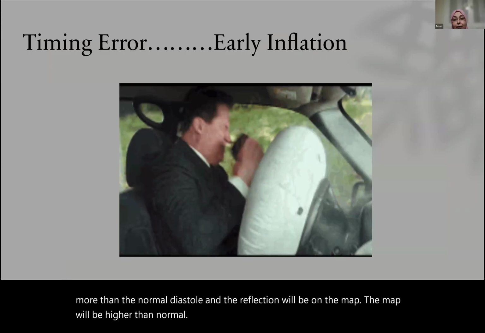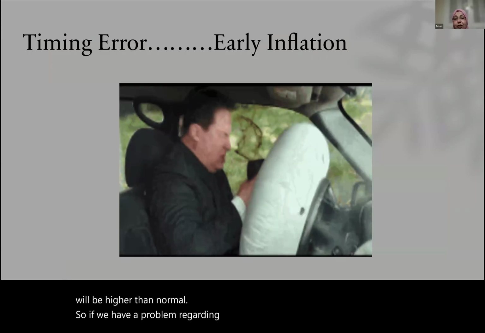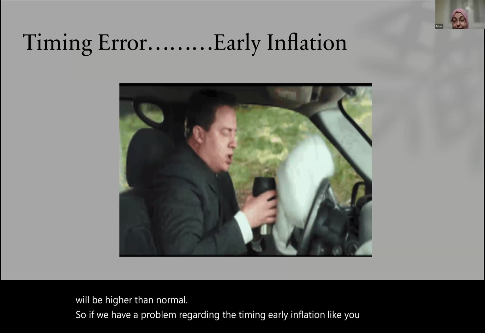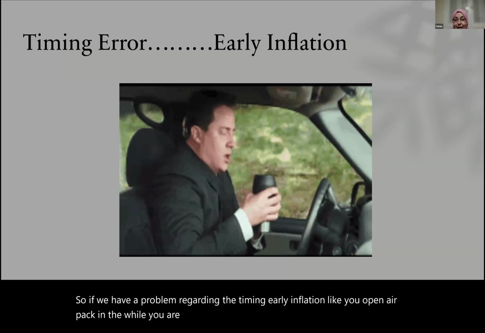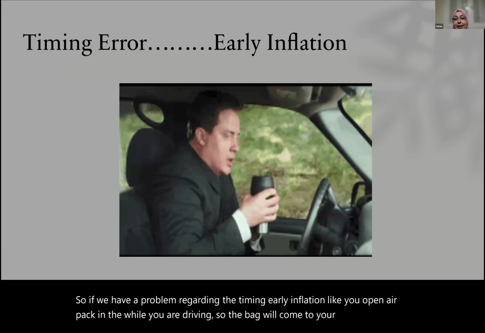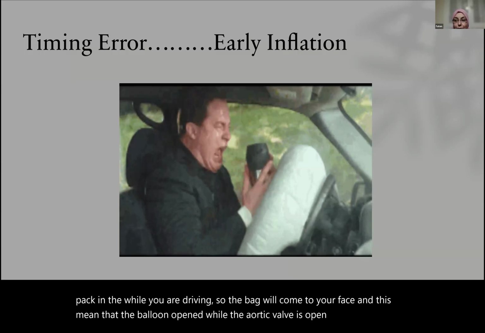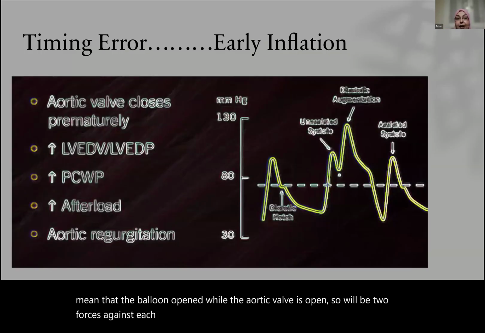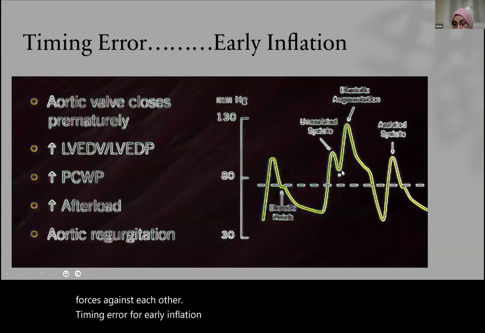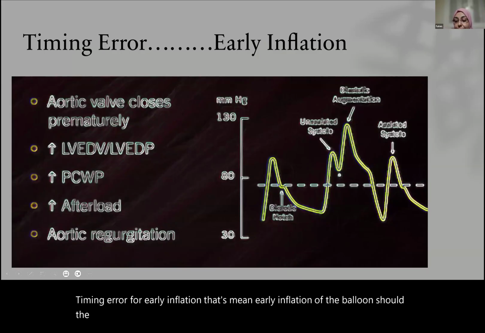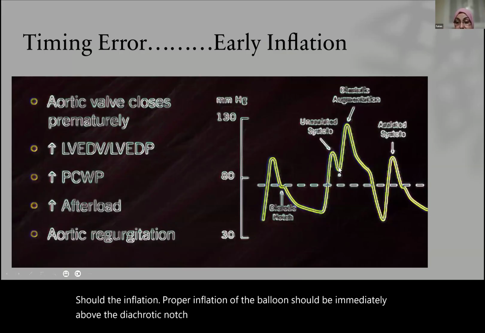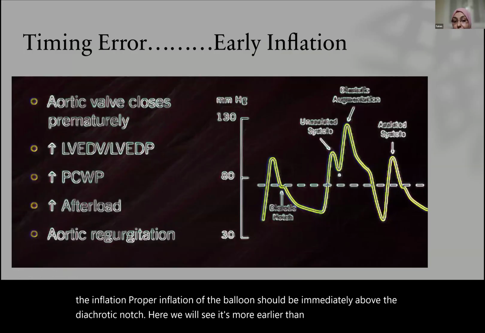If we have a problem regarding the timing, early inflation is like when the airbag opens while you are driving, so the bag comes to your face. This means that the balloon opened while the aortic valve is open, so there will be two forces against each other. Timing error for early inflation: proper inflation of the balloon should be immediately above the dicrotic notch. Here we will see it is earlier than the dicrotic notch, so the aortic valve is still not closed.